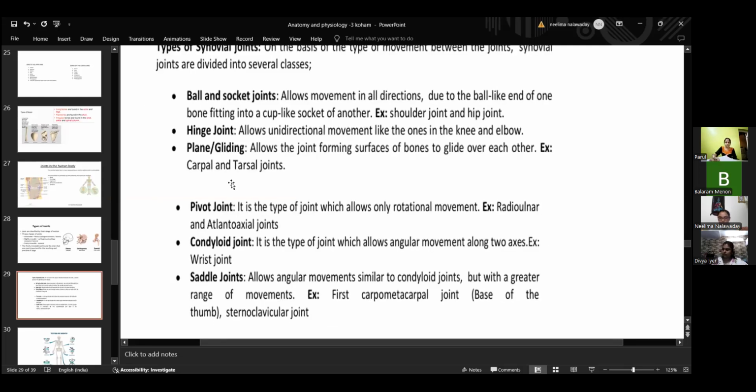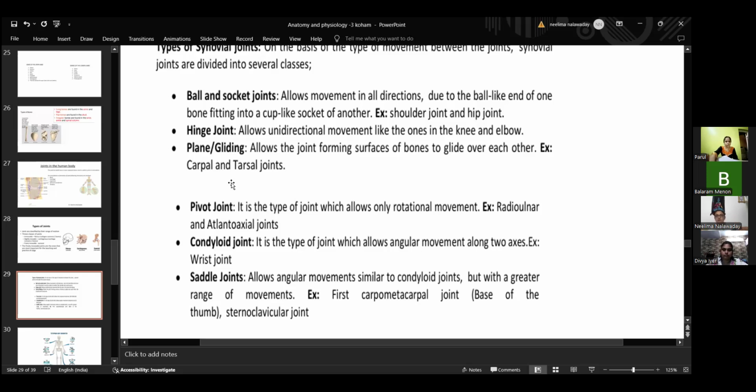Ball and socket joints allow movement in all directions due to the ball-like end of one bone fitting into a cup-like socket. Shoulder joint: how is the shoulder joint? It has a socket and a ball. The head of the humerus sits in the socket of the scapula. We saw the upper backbone, the scapula, so there is a cavity of the scapula where it connects.